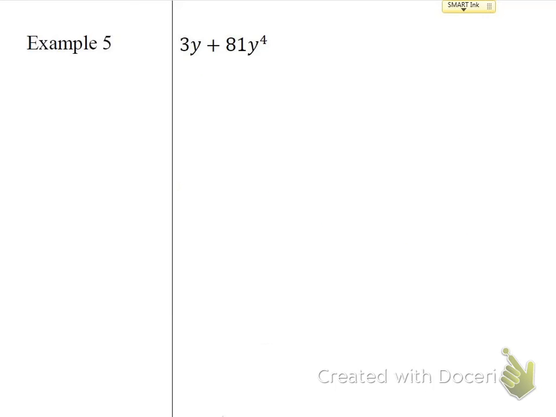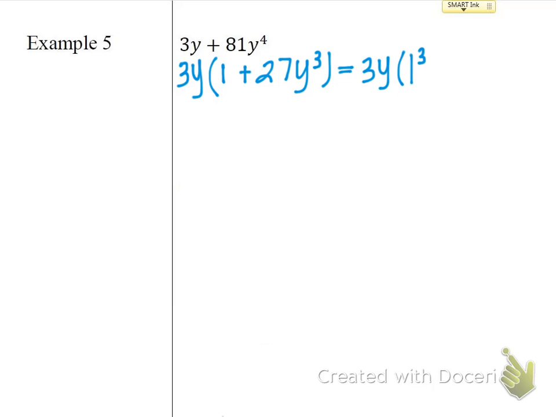Example 5, I have 3y plus 81y to the fourth. I'm going to pull out a GCF first. I notice that both of these have a GCF of 3y. So when I factor out a 3y, that's going to leave me with 1 plus 27y to the third. Now I want to rewrite this so I can actually see what my bases are. So this is 3y times 1 cubed plus 27, which is the same as 3 to the third, so that's (3y) all of that to the third power.